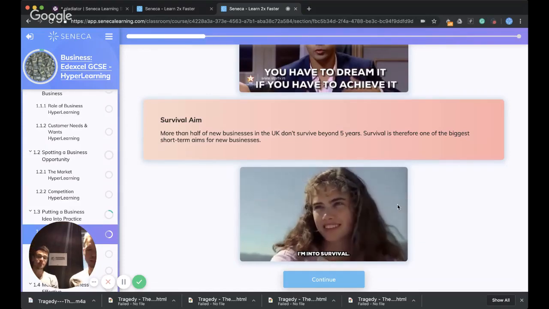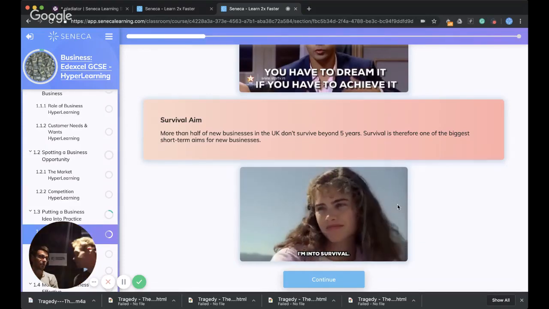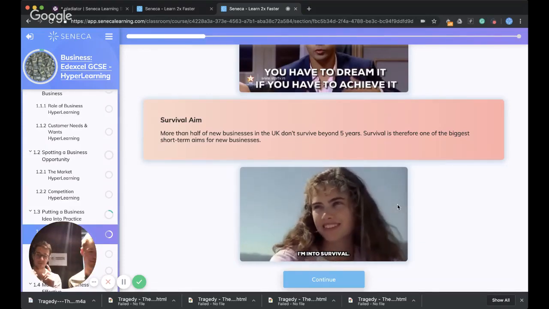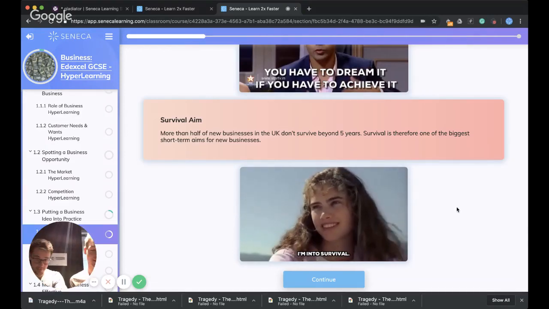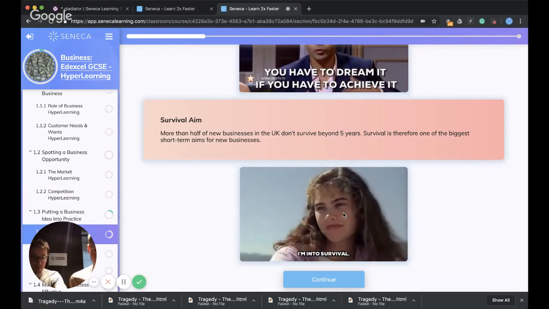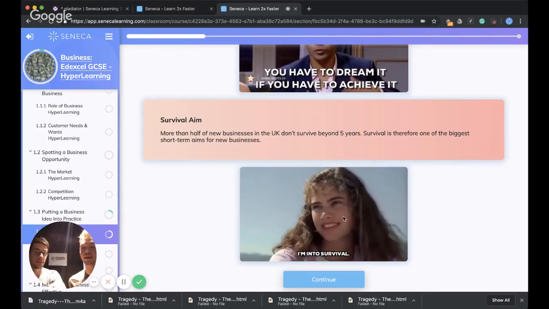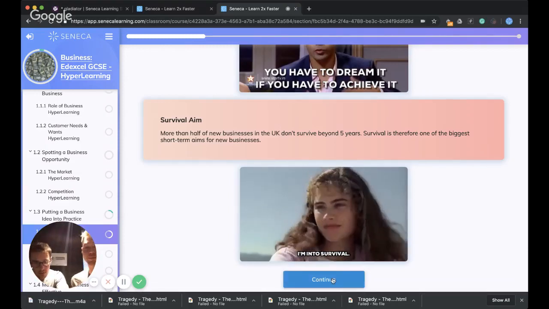Survival. Most businesses don't survive. This one is though. The aim is to survive. Survival of the fittest. Quite right. Boom. She's into survival. I'm loving that hair though. We need to bring back those curls.